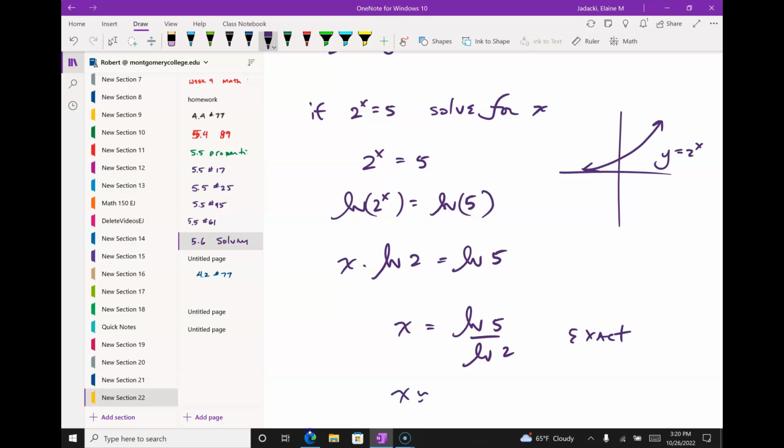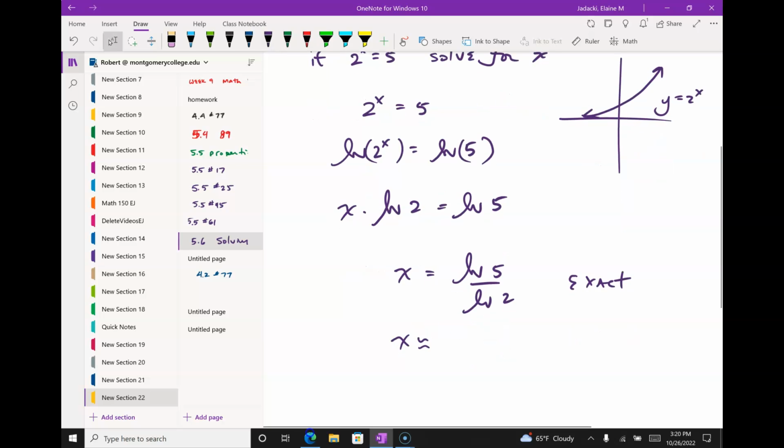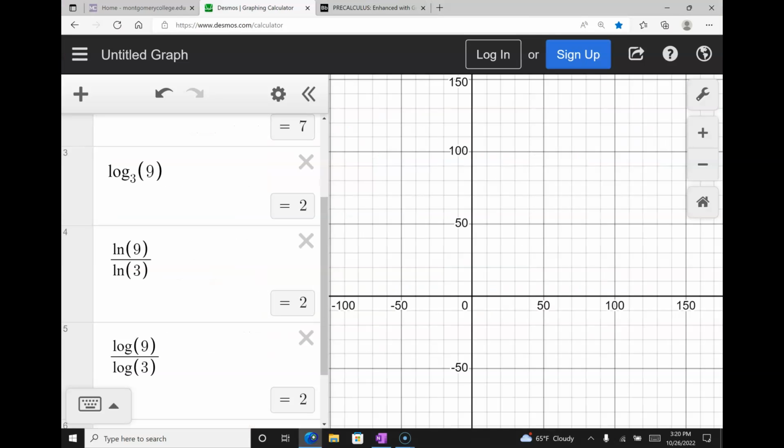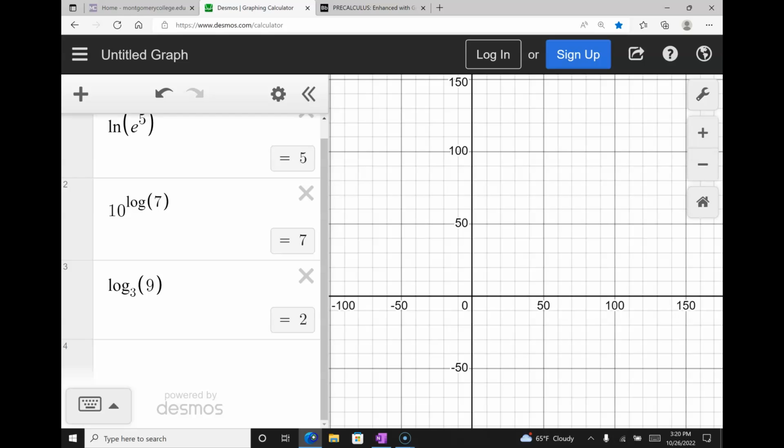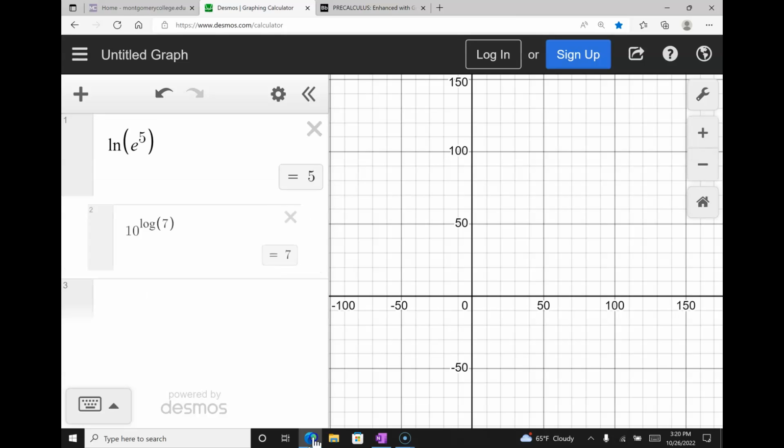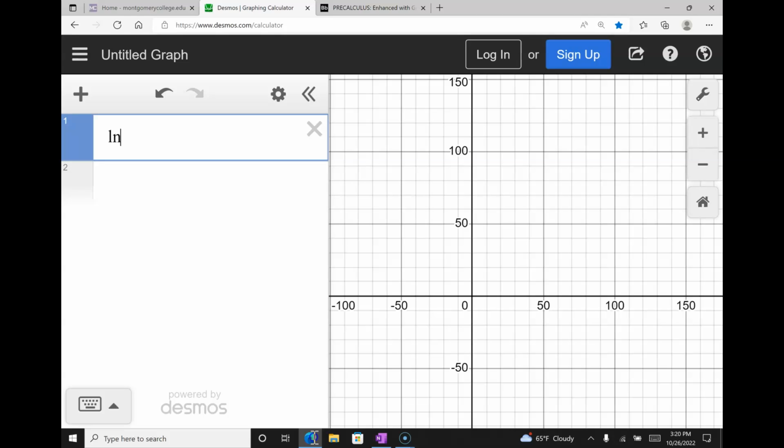And then I can change a base, or do anything else I want here to get an approximate answer. So let me just get an approximate answer here. Ln of 5 over ln of 2, so 2.32.